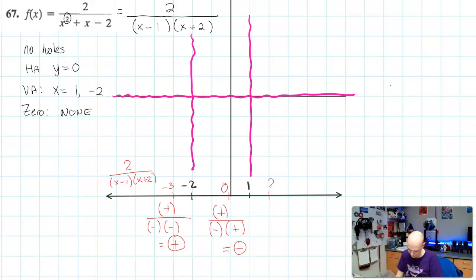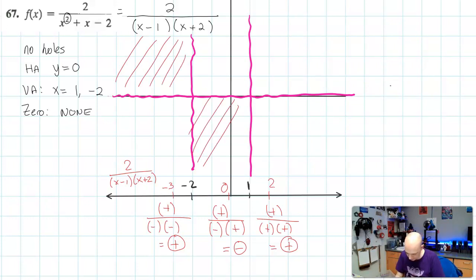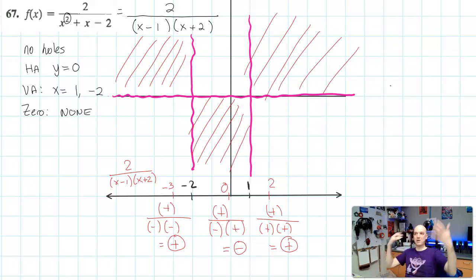And if I test like 2, we'll get a positive on top still. And we'll get a positive times a positive. The net sign here is positive. So shading in the net signs, I know the graph, I've been using red for this. The graph must be above, below, and then above. I also know it never touches the x-axis.